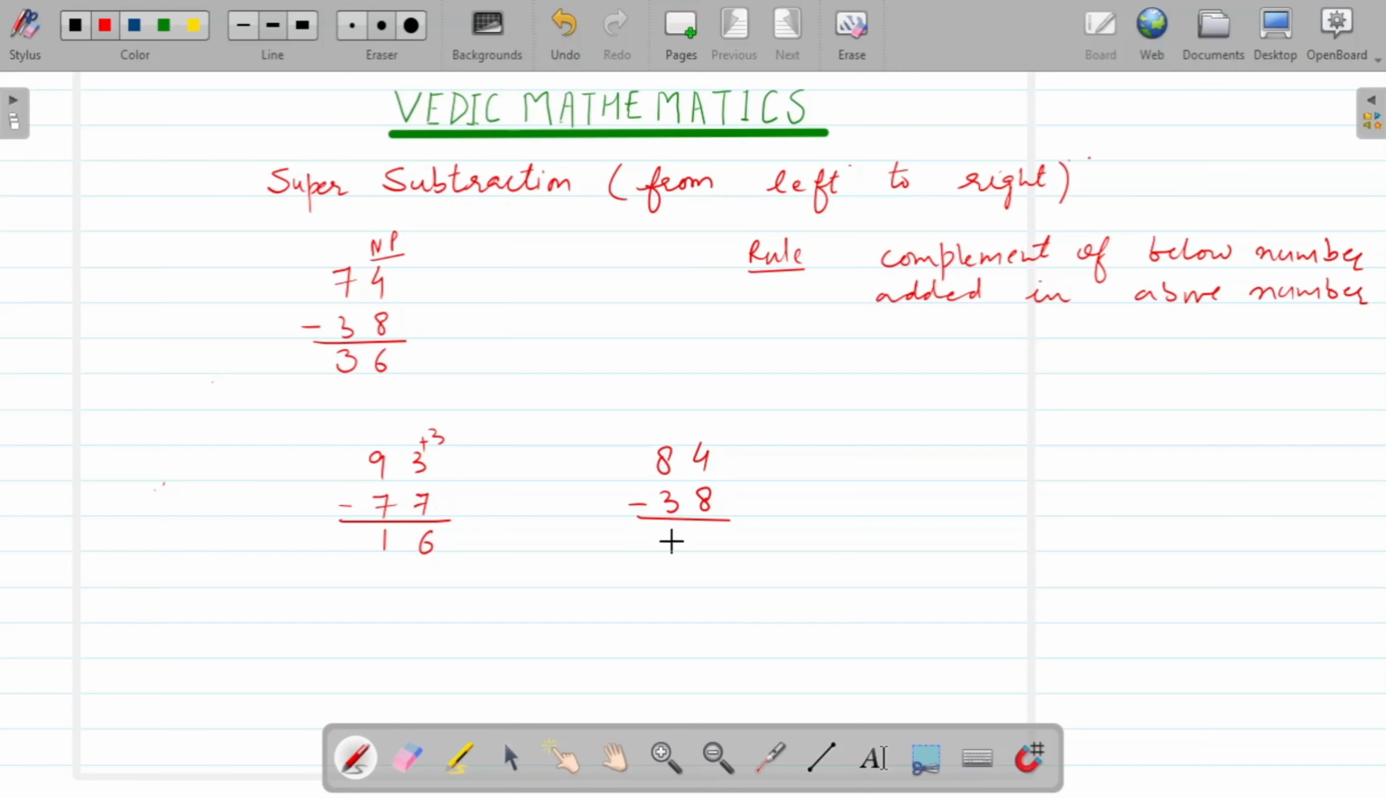8 minus 3 is 5. Next is not possible. So I'll write 5 over here, and complement of 8 is 2. Added up in the above number, 2 plus 4 is 6. This is my answer. I'm taking a bigger number. Seven minus 3 is 4.